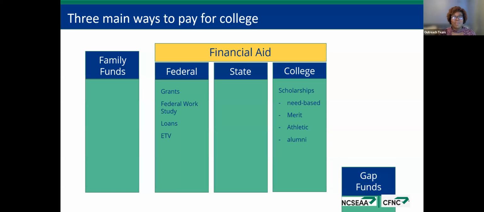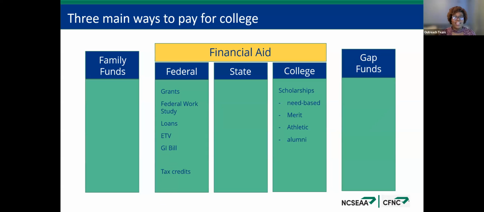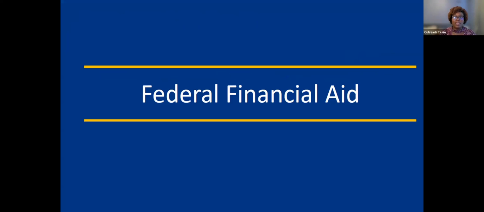So today we're going to talk about a few different types of aid. We're going to talk specifically about federal aid. We're going to talk about state aid, and then we're also going to talk about college aid. Those are the types of financial aid that we'll talk about today, okay?